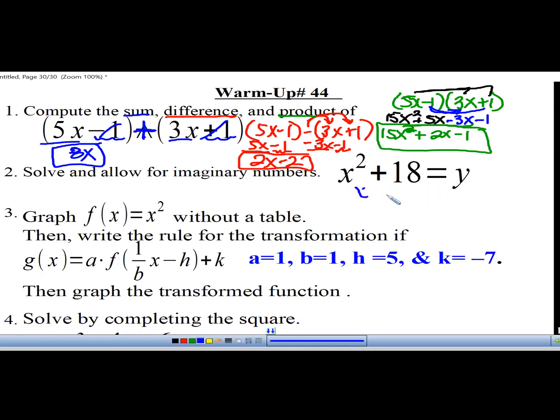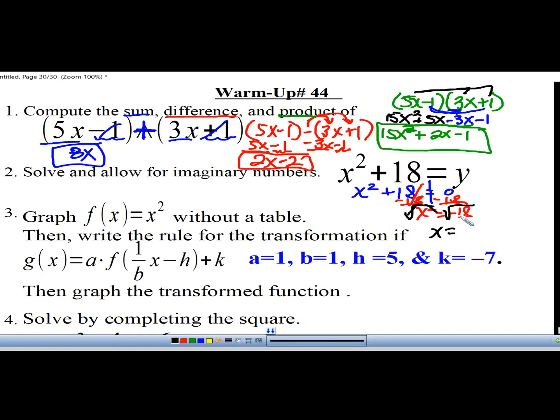So x squared plus 18 equals 0. I'm going to solve by square root. So we get rid of the 18. We subtract 18, subtract 18. We end up with x squared equals -18. And lastly, we take the square root.